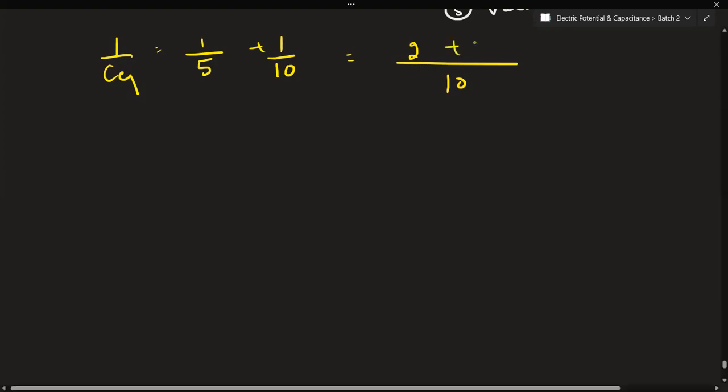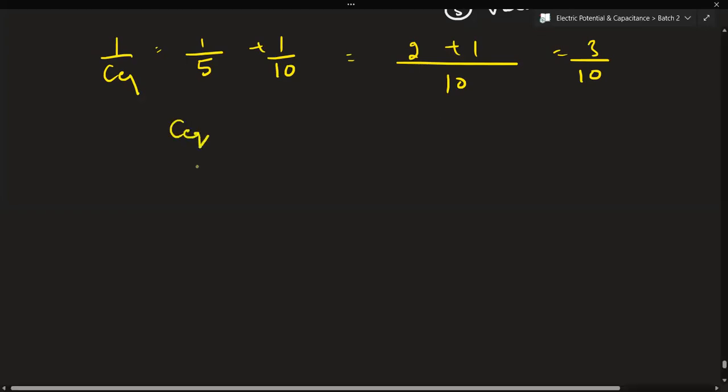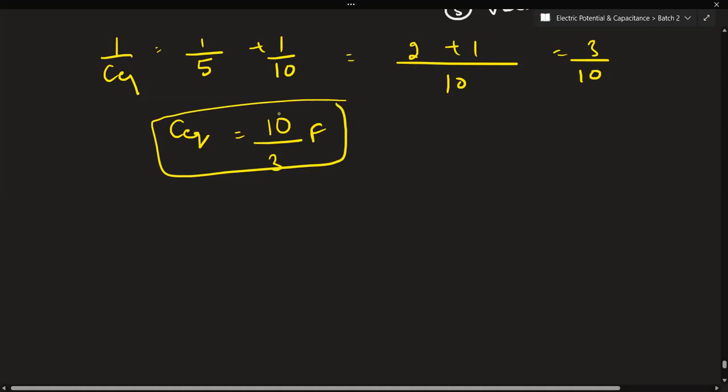So this will be 2 plus 1, that becomes 3 by 10. Now see, the mistake that you had committed, Hanifa, you had written 3 by 10. See, 3 by 10 is what? This much farad is 1 by C equivalent. You have to find out C equivalent. So just reciprocate it. Don't forget this last step. If you do not take the reciprocal of it, you will be getting 1 by C equivalent. This much farad is your C equivalent. Is it clear? First part?